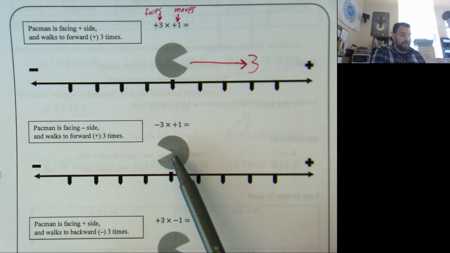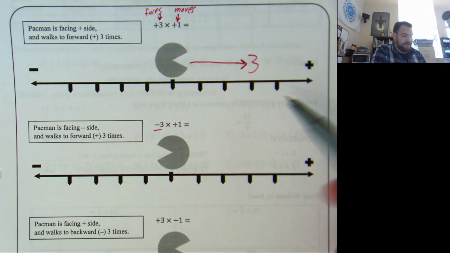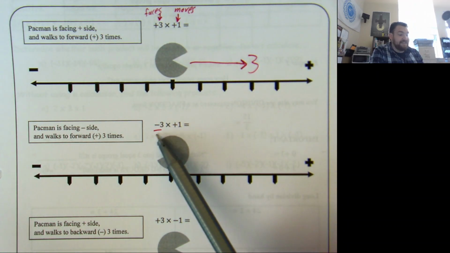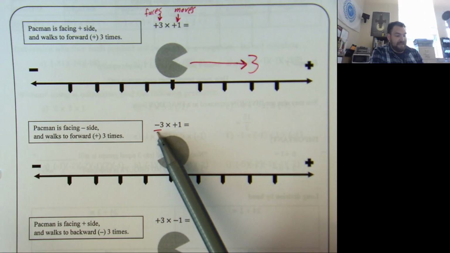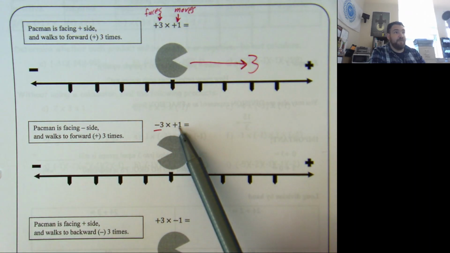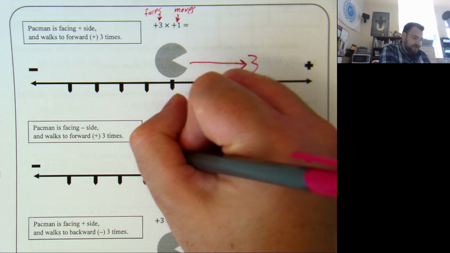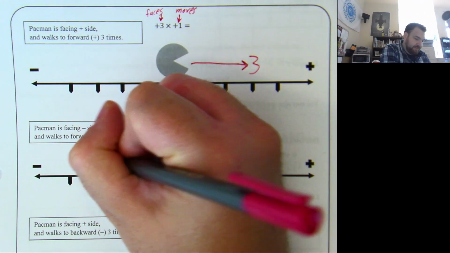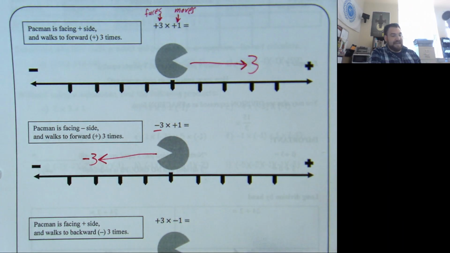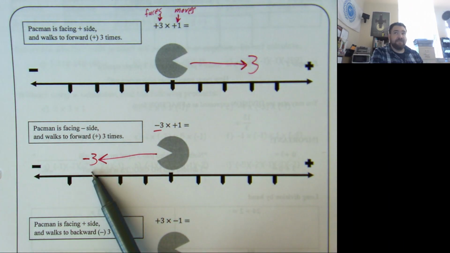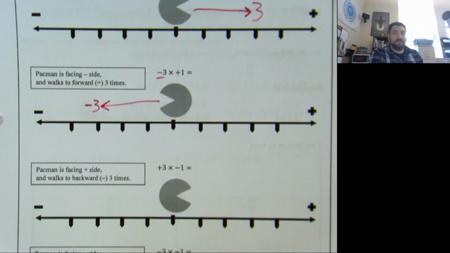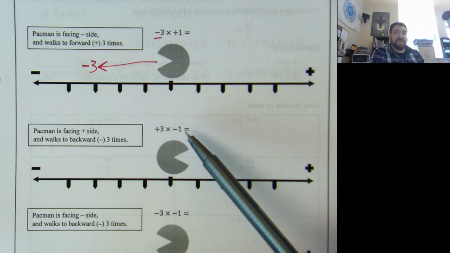Let's look at the next one. This value here is negative 3. He's facing negatively. And now because this value is positive, he's going to move forward. So 3 times 1 is 3. And he's going to move forward from where he's facing. So he's going to end up going this way, 3. So a negative times a positive is a negative. But a positive times a negative is also negative.